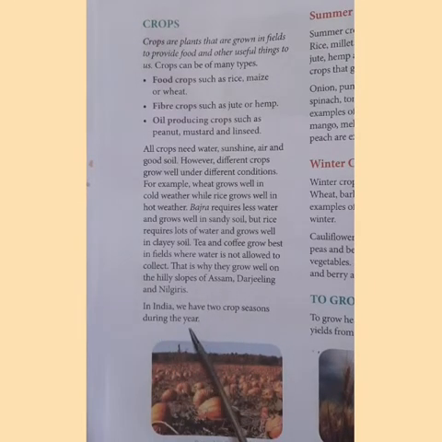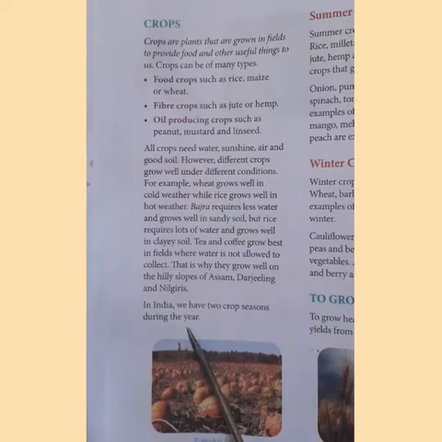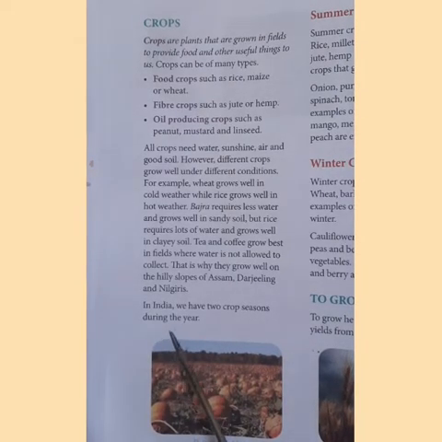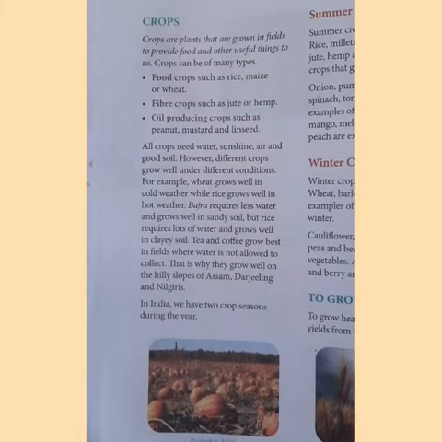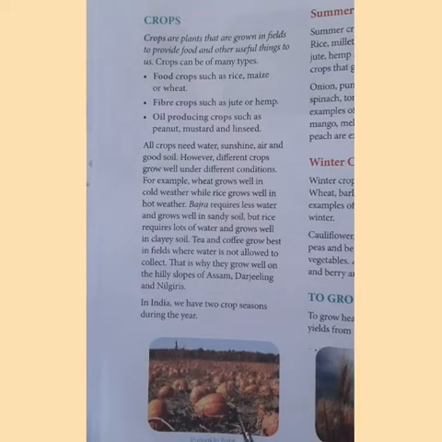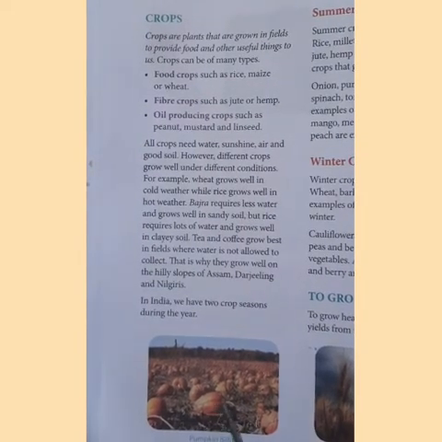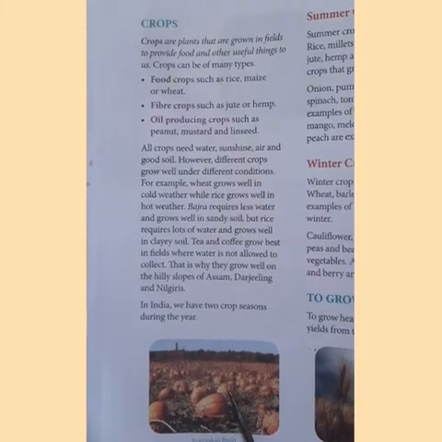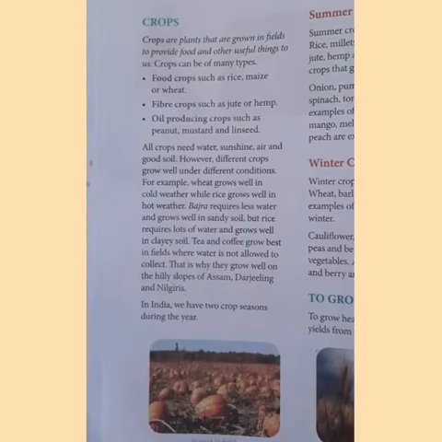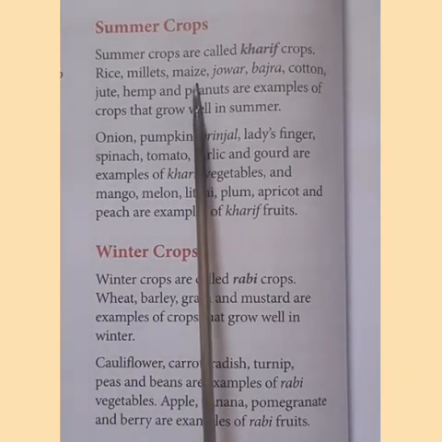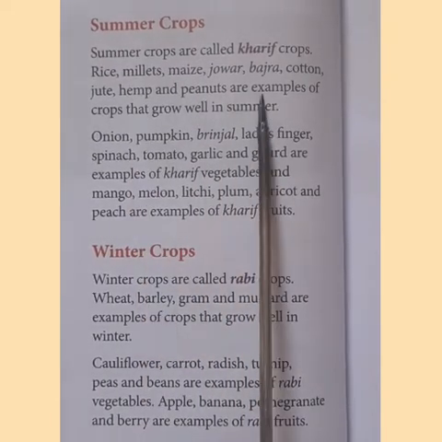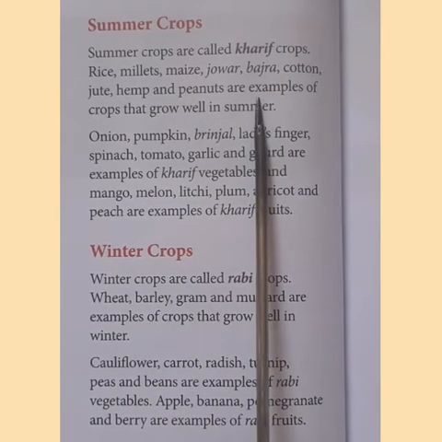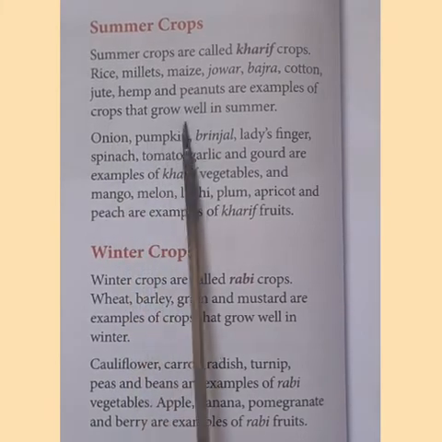In India, we have two crop seasons during the year. It may be summer crops and winter crops. Summer crops are called kharif crops and winter crops are called rabi crops. Can you see the picture of a pumpkin field? Yes, have you all seen? Yes, if not, you can see in this picture. Summer crops, as I said, are called kharif crops. Rice, millets, maize, jowar, bajra, cotton, jute, hemp and peanuts are examples of the crops that grow well in summer.